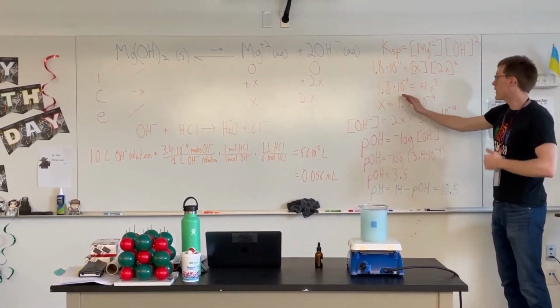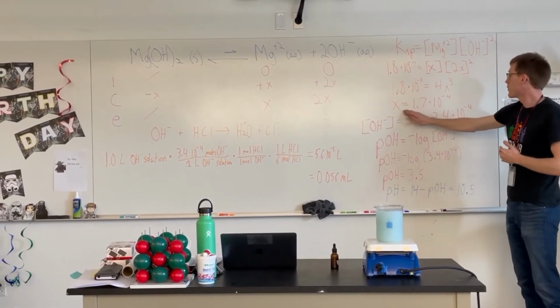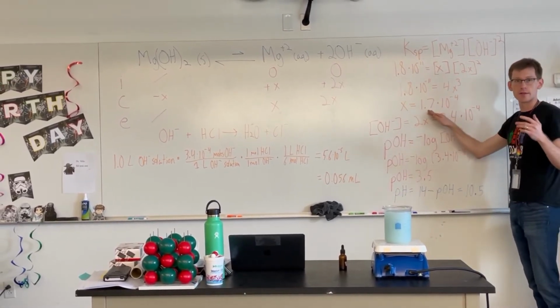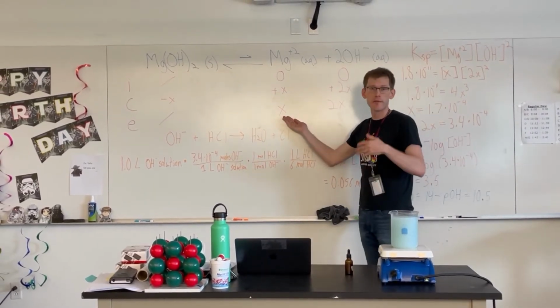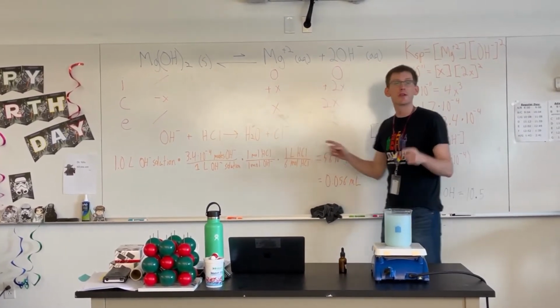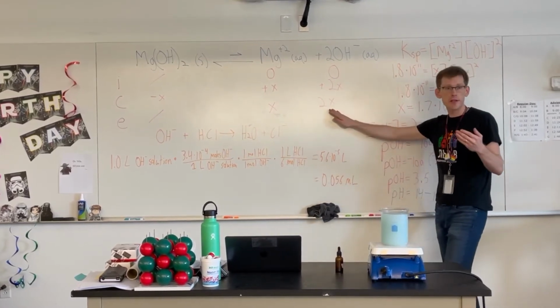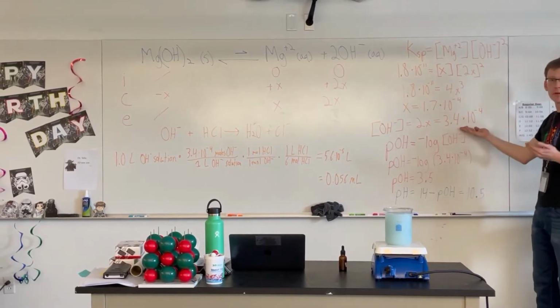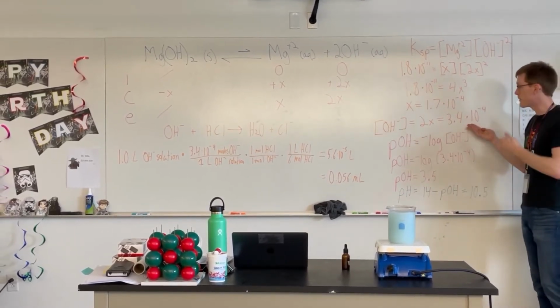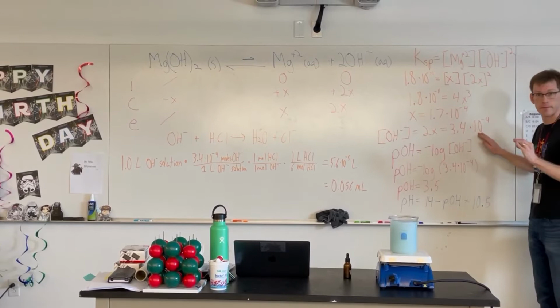So we could eventually solve for x, which is 1.7 times 10 to the negative 4th. And remember, x is the concentration of magnesium ions at equilibrium. So if we wanted the concentration of hydroxide ions, we just multiply that by 2, and here we are at 3.4 times 10 to the negative 4th moles per liter.